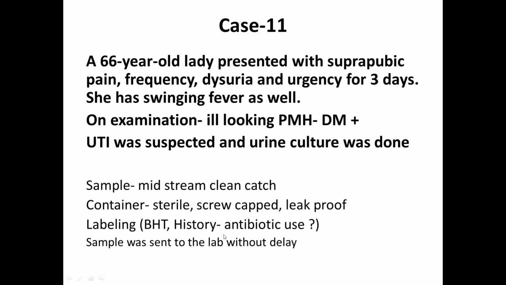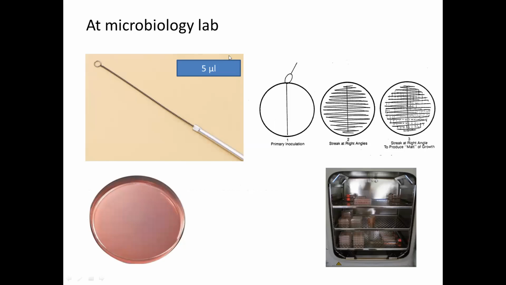If a delay is anticipated, we can keep the urine up to 24 hours at room air. If not, we can add boric acid as a preservative. Next day, we got the urine sample. We use this calibrated loop, which holds 5 microliters. We dip, and once the bubble fills, we inoculate it onto a MacConkey plate or CLED. Here we are using MacConkey and blood agar. We do primary inoculation, then streak at right angles, and keep the inoculated MacConkey plate in the incubator at 37 degrees overnight in room air.